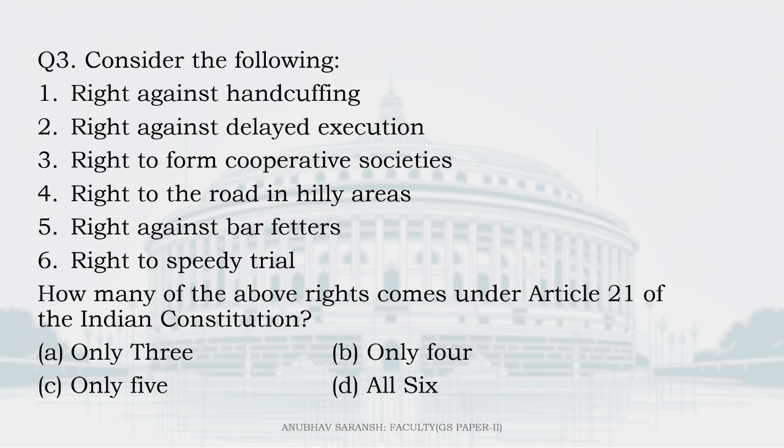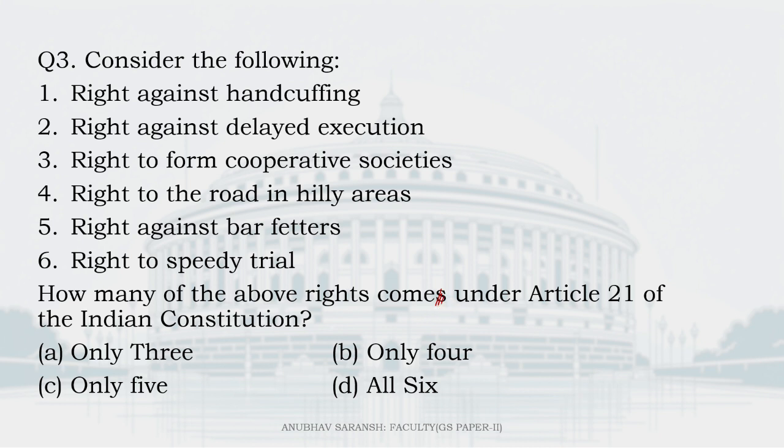Right against handcuffing, right against delayed execution, right to form cooperative societies, right to the road in hilly areas, right against bar fetters, right to speedy trial. How many of the above rights come under Article 21 of the Indian Constitution?